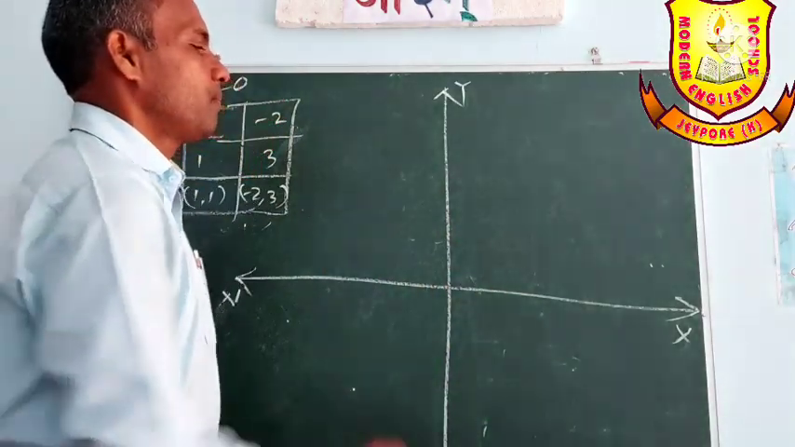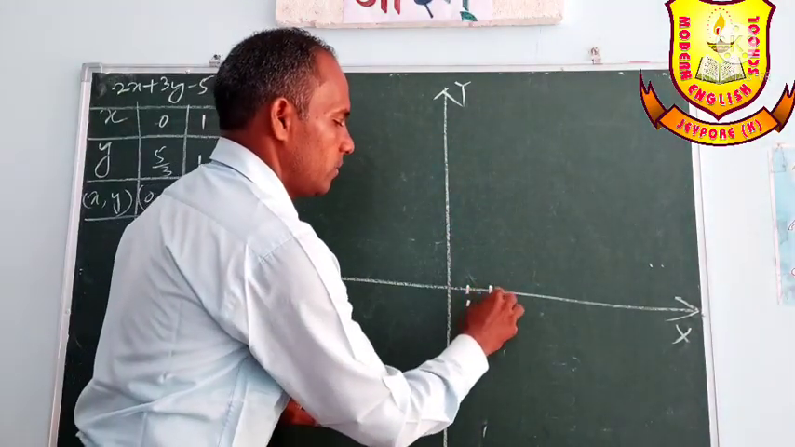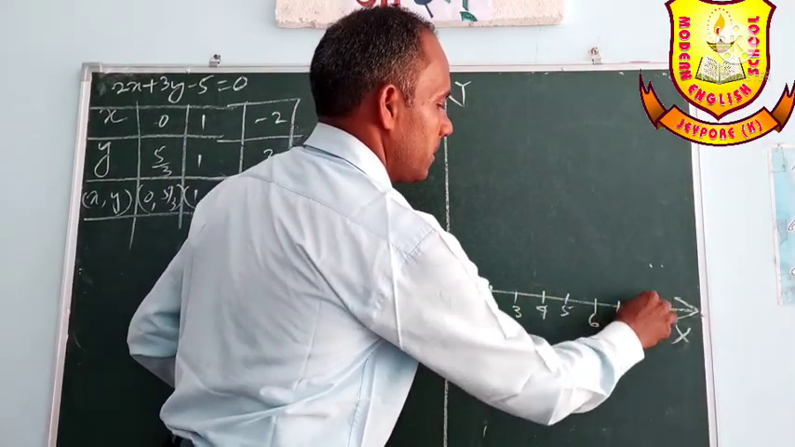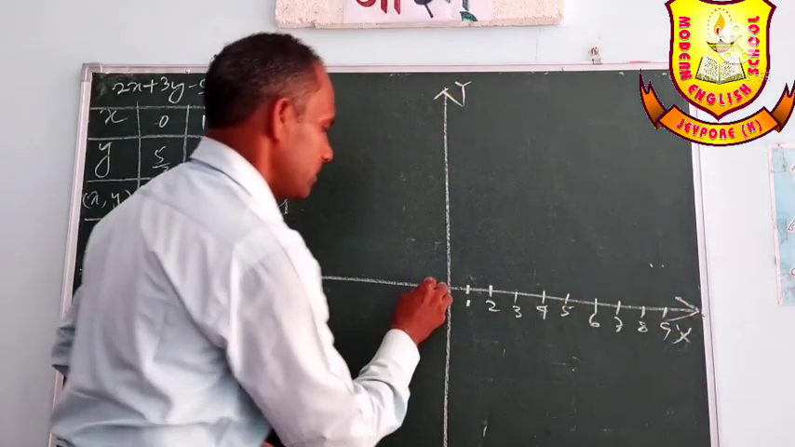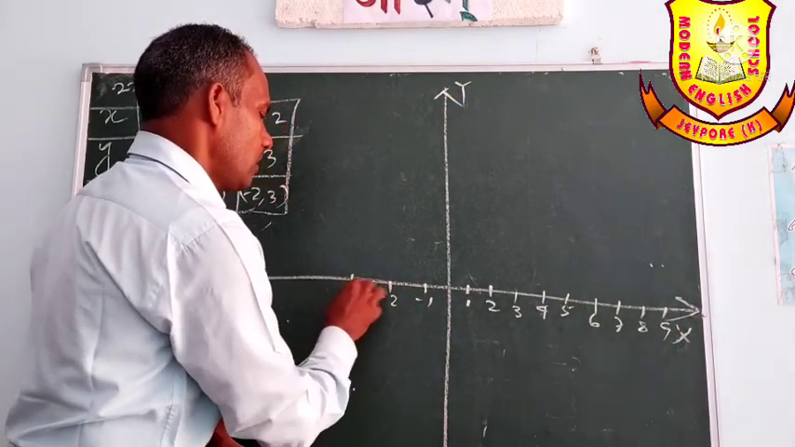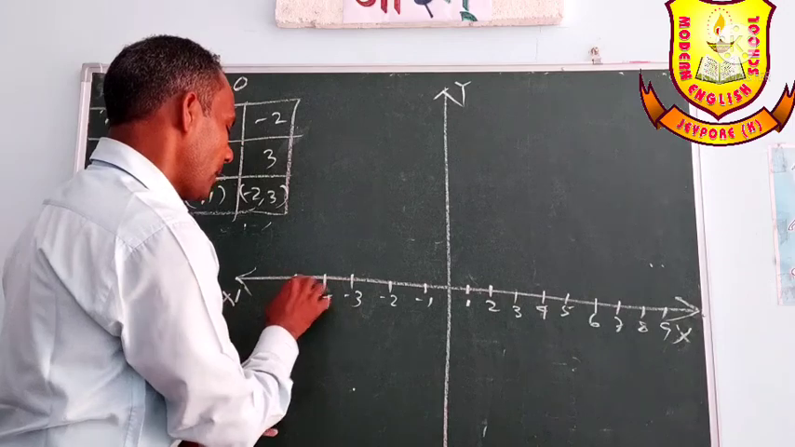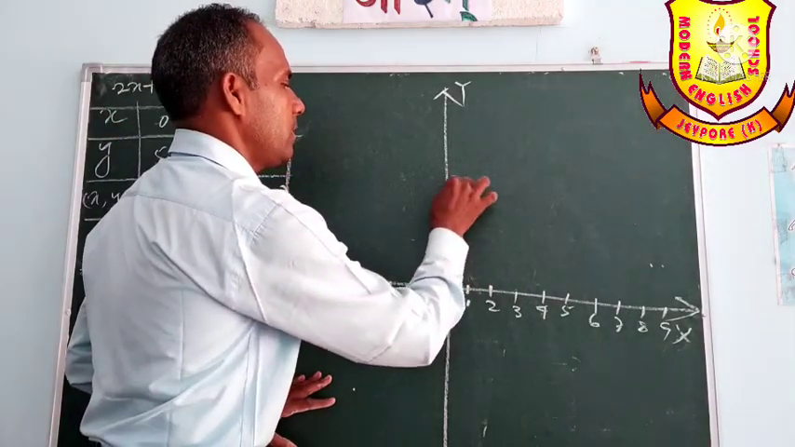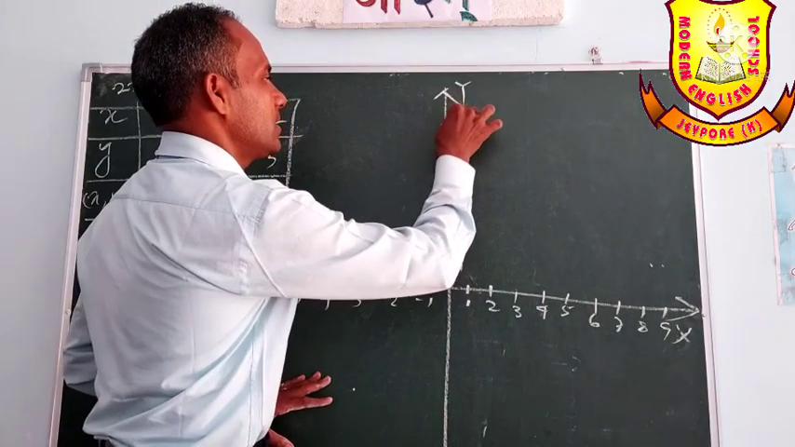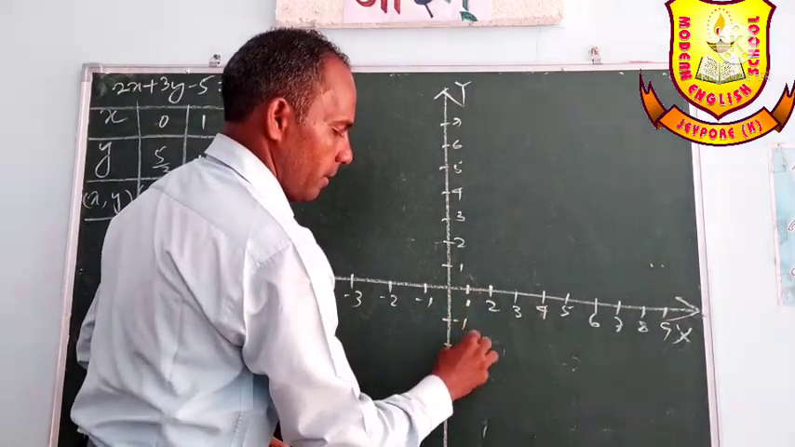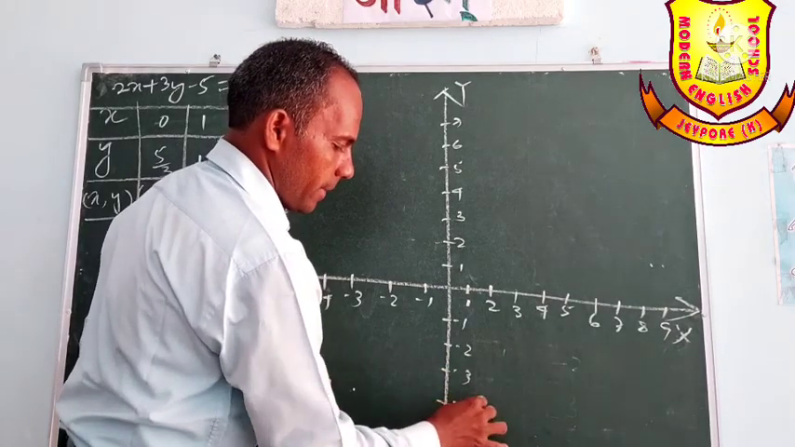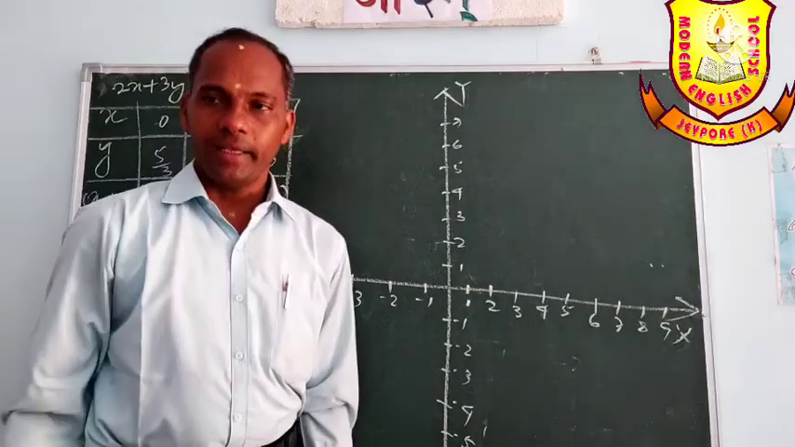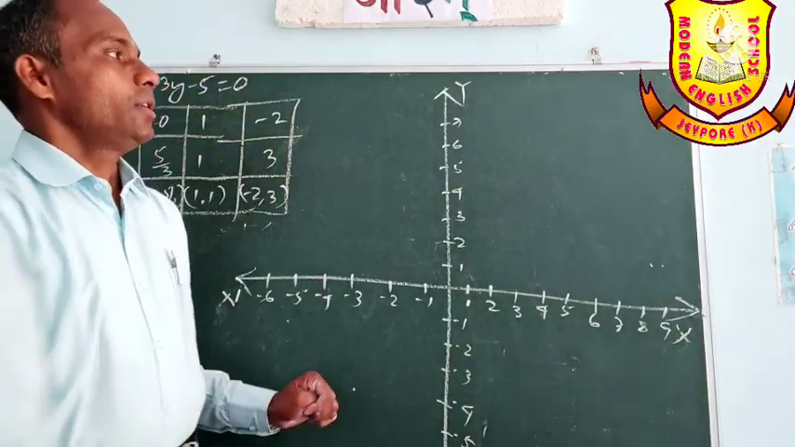After writing this, here this is 1, 2, 3, 4, 5, 6, 7, 8, 9 like this. This is minus 1, minus 2, minus 3, minus 4, minus 5, minus 6. Here 1, 2, 3, 4, 5, 6, 7. This side minus 1, minus 2, minus 3, minus 4, minus 5, minus 6, minus 7. Like this. What will we do here?